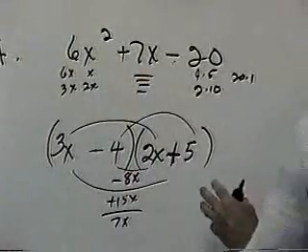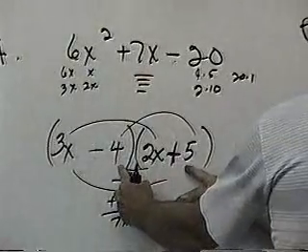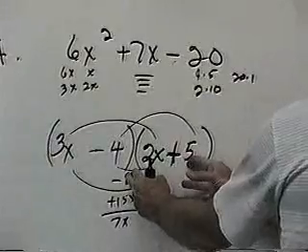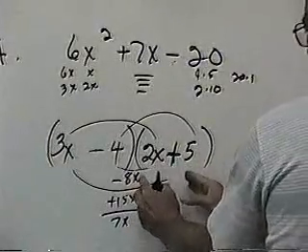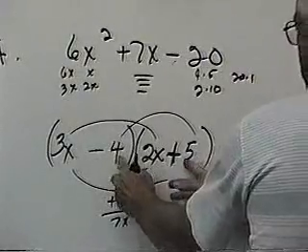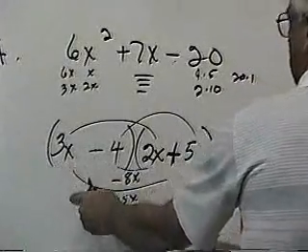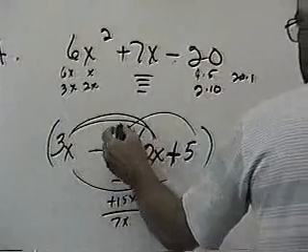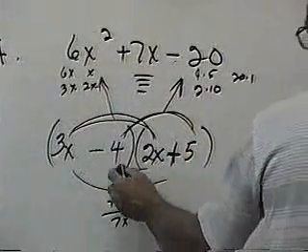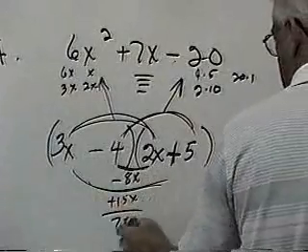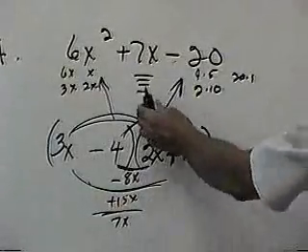Now, listen, if the 5 and 4 hadn't worked, then you would go try 2 and 10. If that didn't work, then what I would do is start over again and start with 5 and 4 here and change this to 6 and 1. But it's trial and error. First times the first, better equal that. Last times the last. And then the inside and the outside added up, better equal the middle term.